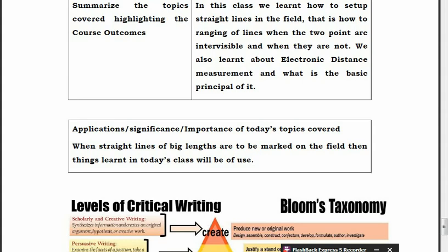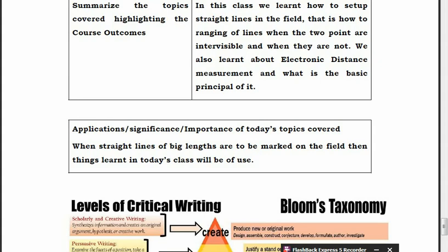So this is about ranging, and ranging is very important as we are establishing survey lines, maybe in highway, or when you are constructing a very large structure like dams or very huge buildings. So survey lines are very important when you are doing triangulation survey. That's why ranging is important.